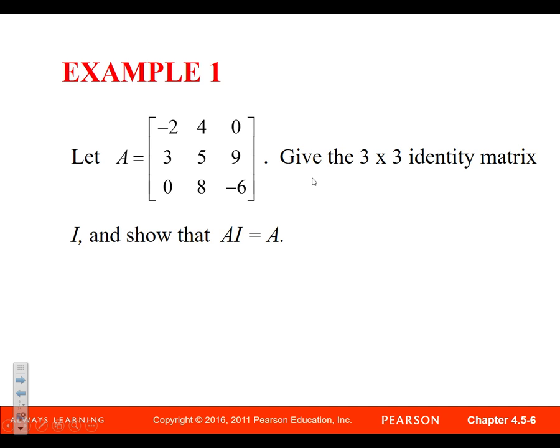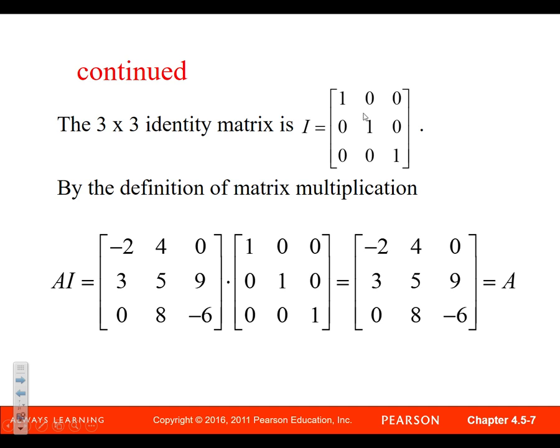Here we go. So, here's an example of a 3x3. And here's the idea. If I want to get the identity matrix, it's simply going to be a bunch of 1s in a diagonal, 0s below, 0s above.